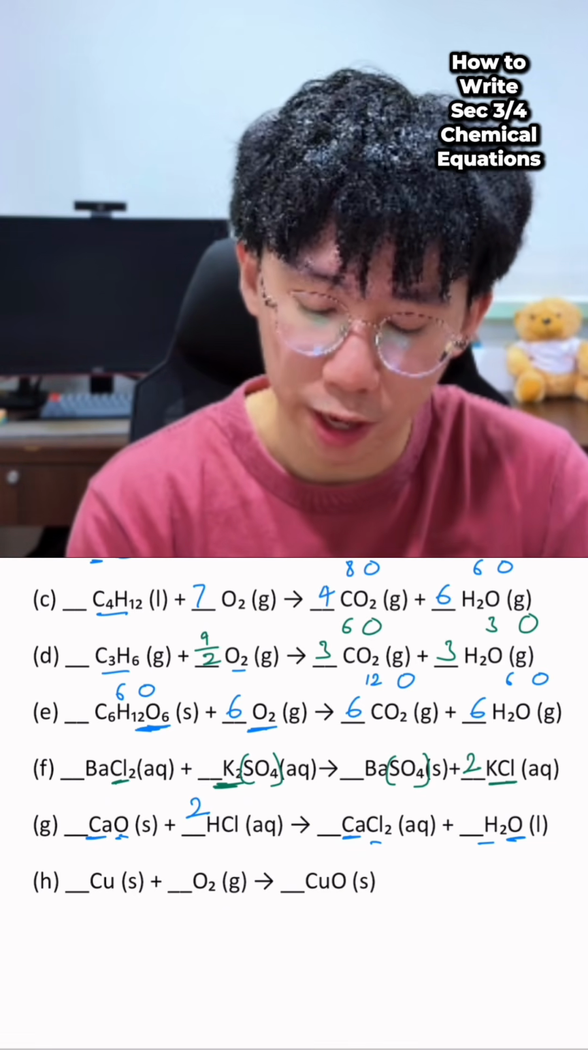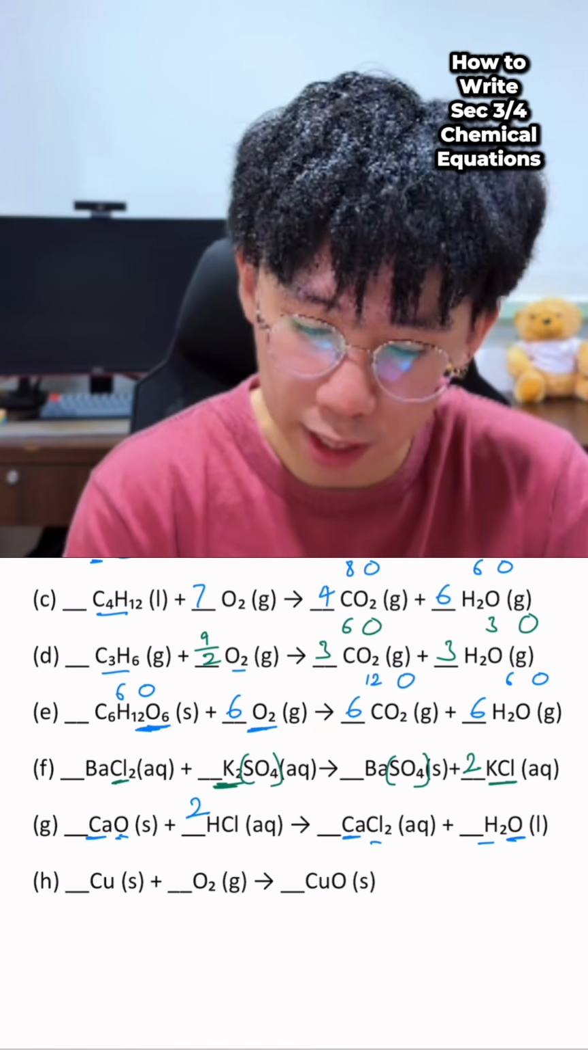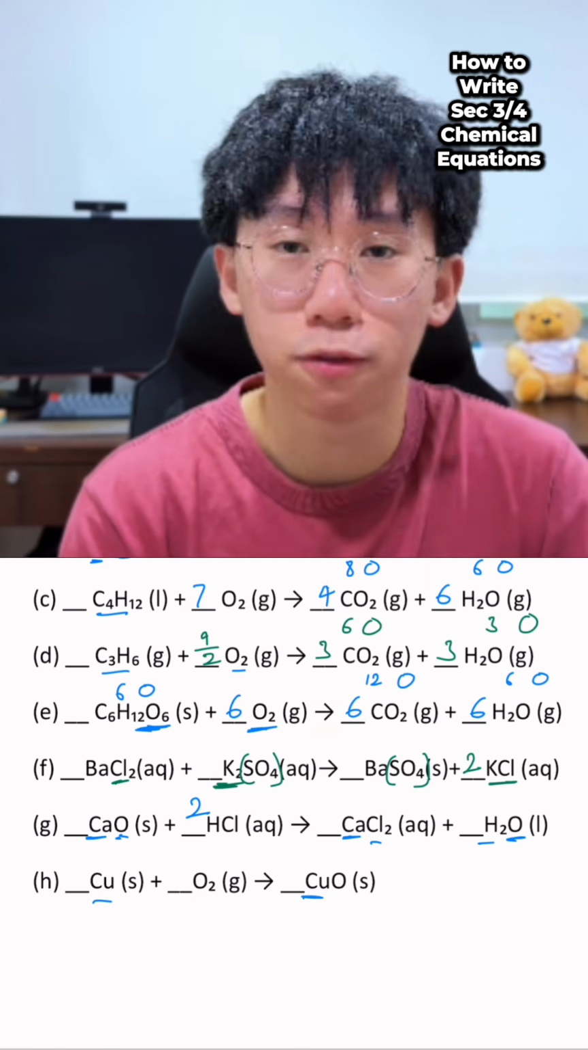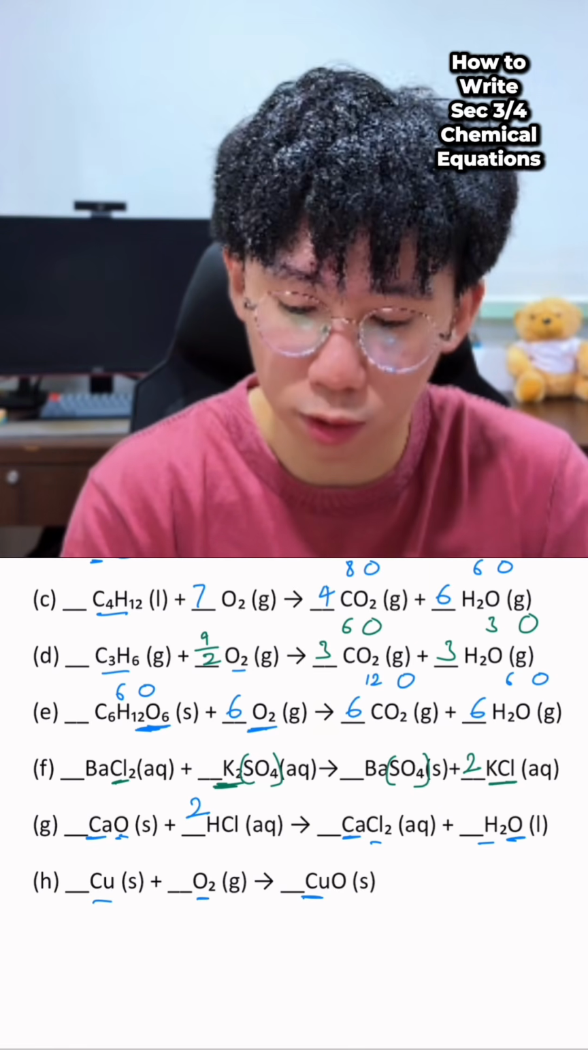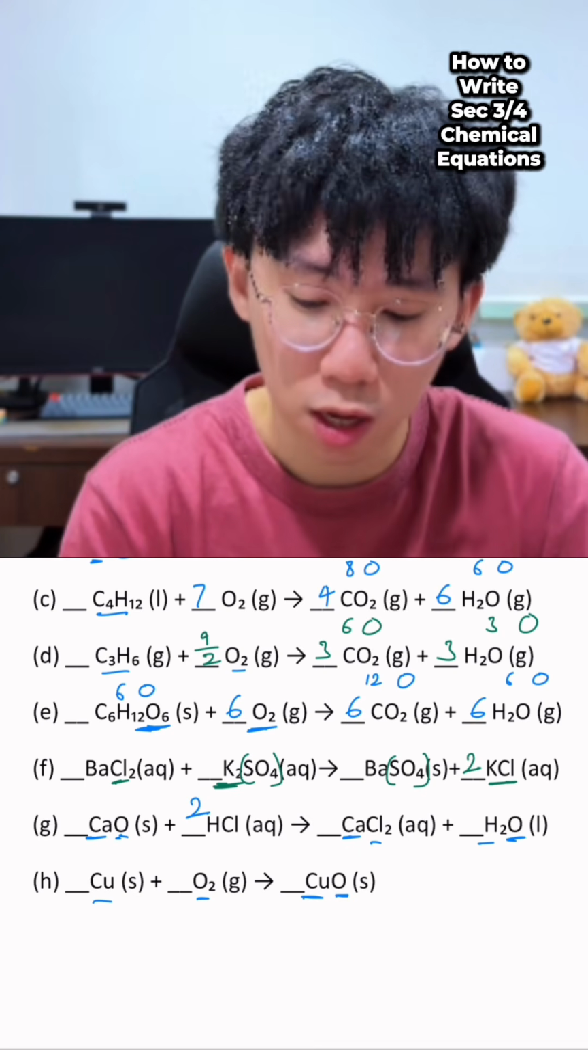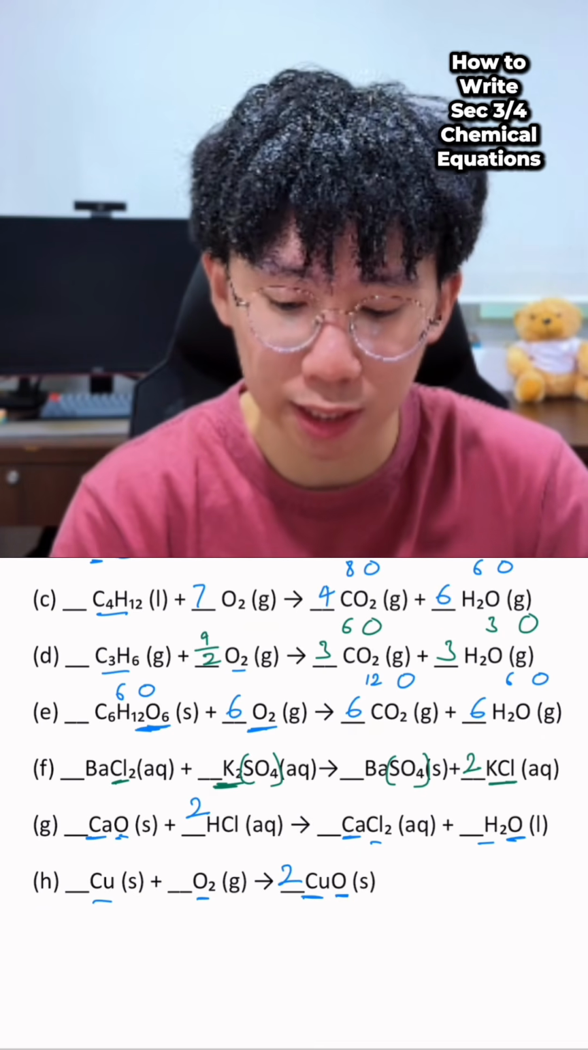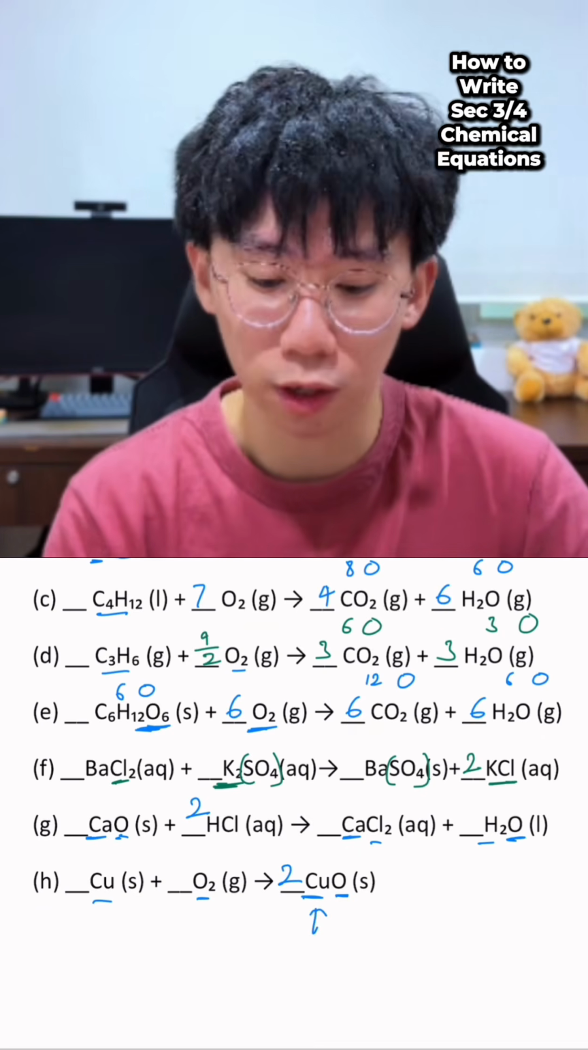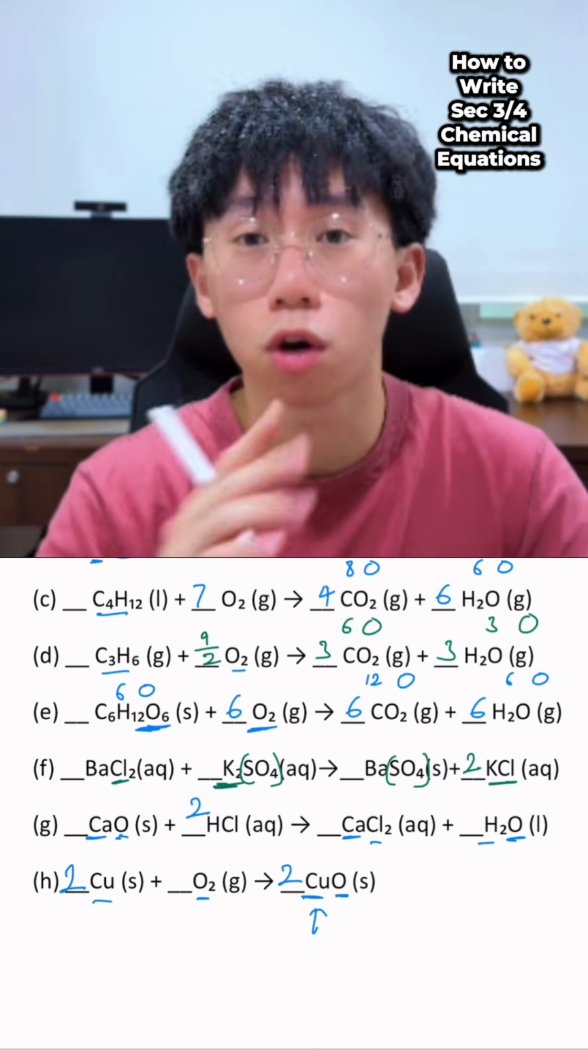Here it's pretty simple. You already have copper that's balanced, so you want to balance the number of oxygens. So here there's 2, so you need to have 2 on the right, so there's 2 here. But remember, when you put a number here, it means you're editing the number of copper on the right, so you have to put a 2 as well over here to make sure it's all balanced.